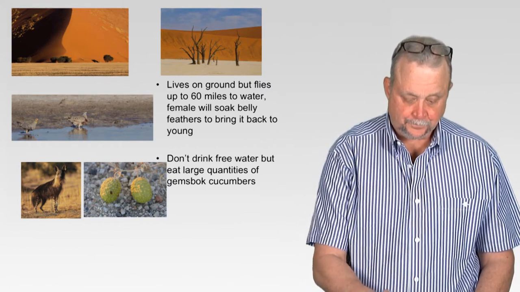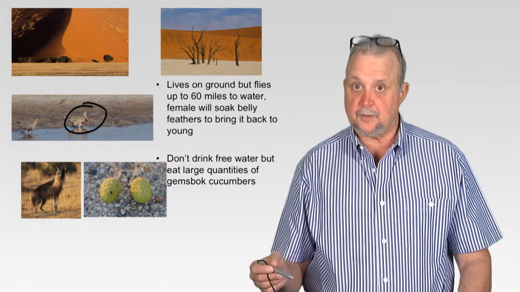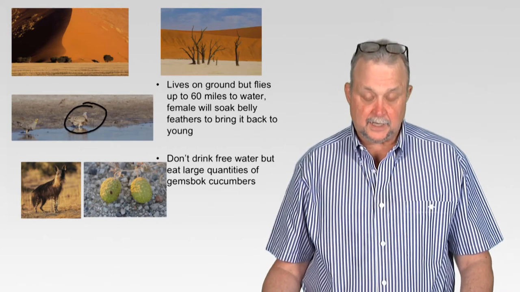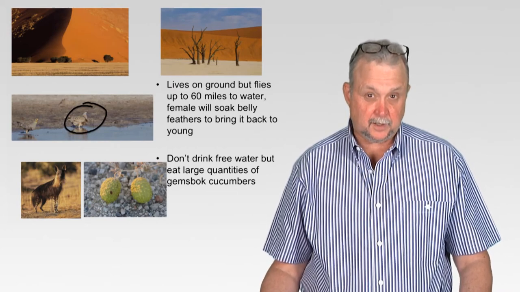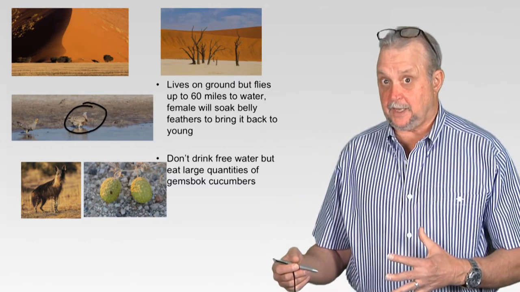This is a sand grouse. They're a ground bird, very much like our quail, and they will fly up to 60 kilometers to get water. Now, their young obviously can't get it when they do that.